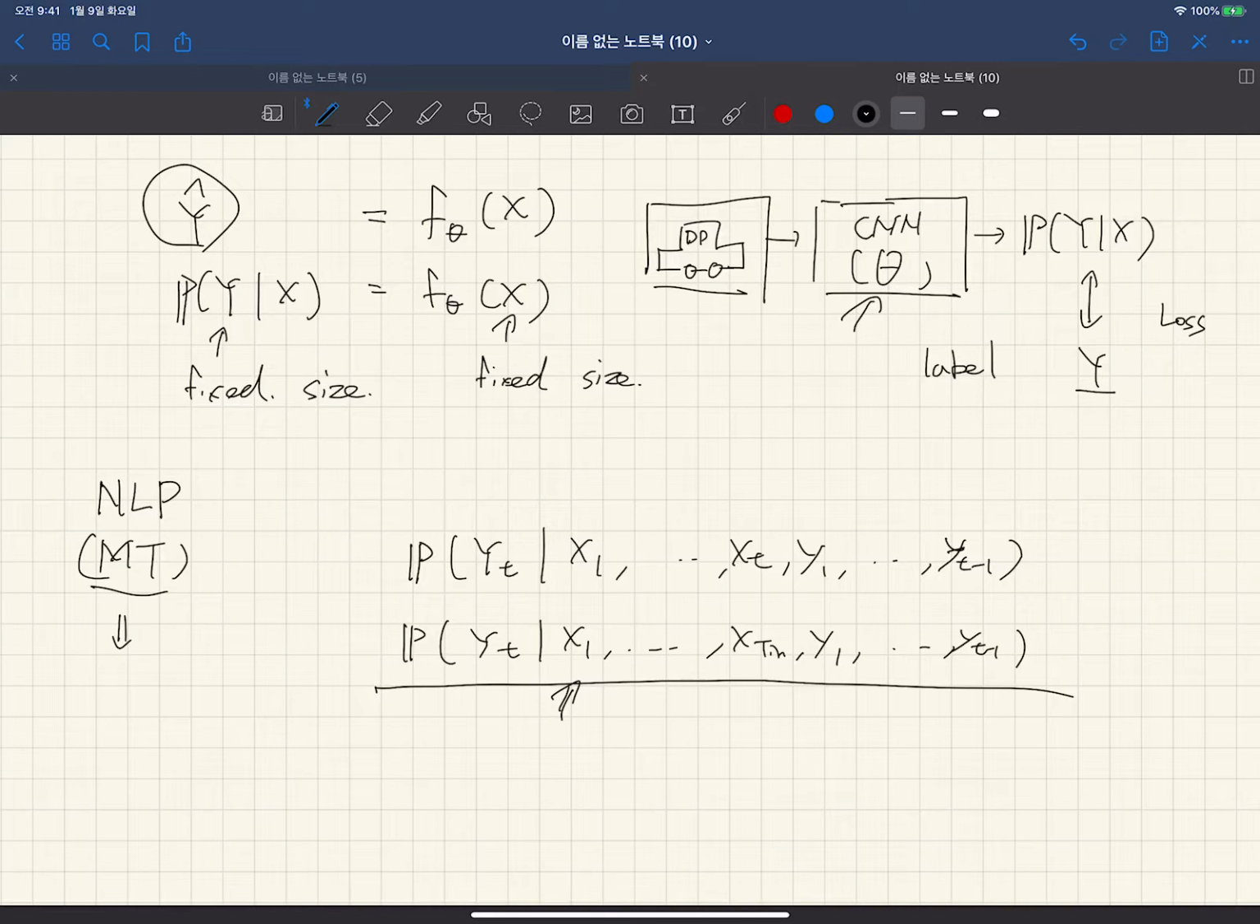Okay, so when you look at this conditional distribution, the conditional part varies in length over time. Each time you will have different lengths, and this time as well. So CNN or a fully connected neural network is not a good idea in that sense.